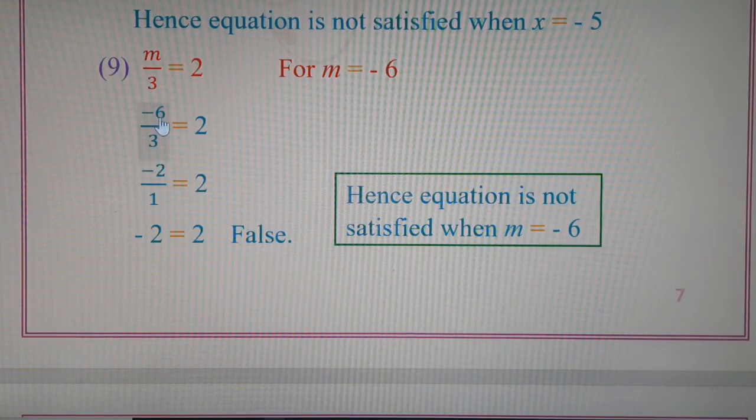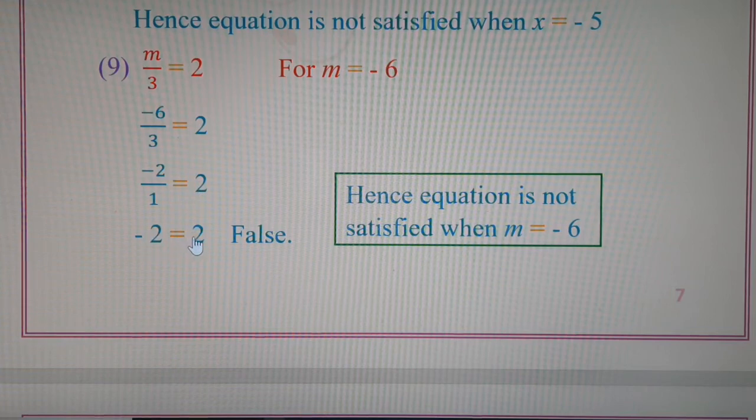3 1s are 3, 3 2s are 6. So in the next step we'll get minus 2 upon 1. Minus 2 upon 1. The answer will be only minus 2 because we have learnt whenever the denominator is 1, that means the answer will be the numerator integer. The numerator is minus 2, so that will be our final answer on the left hand side, that is minus 2. In the right hand side, this 2 we copy as it is.